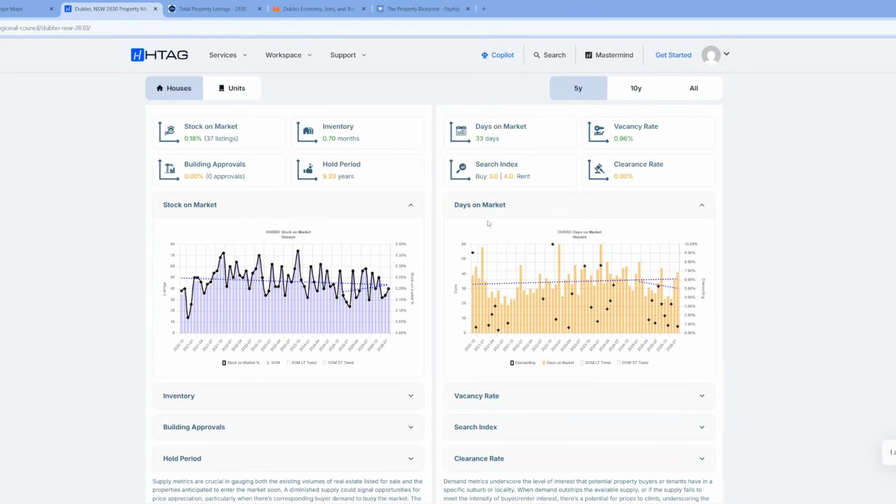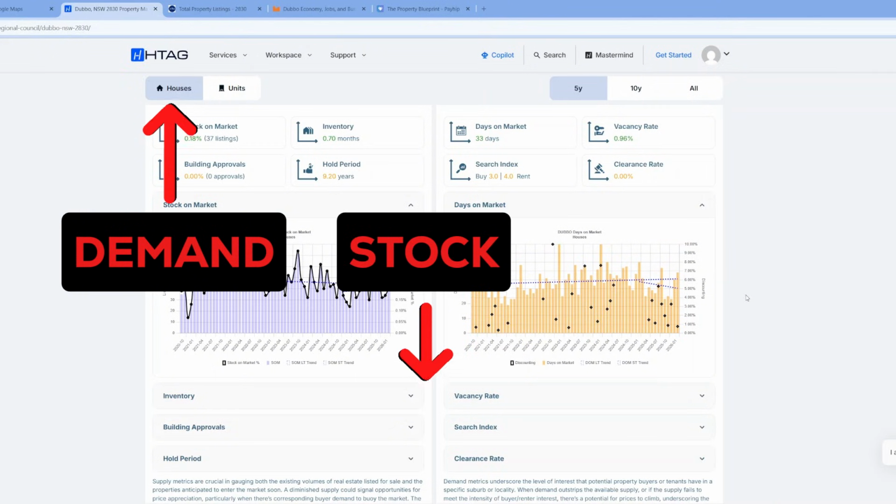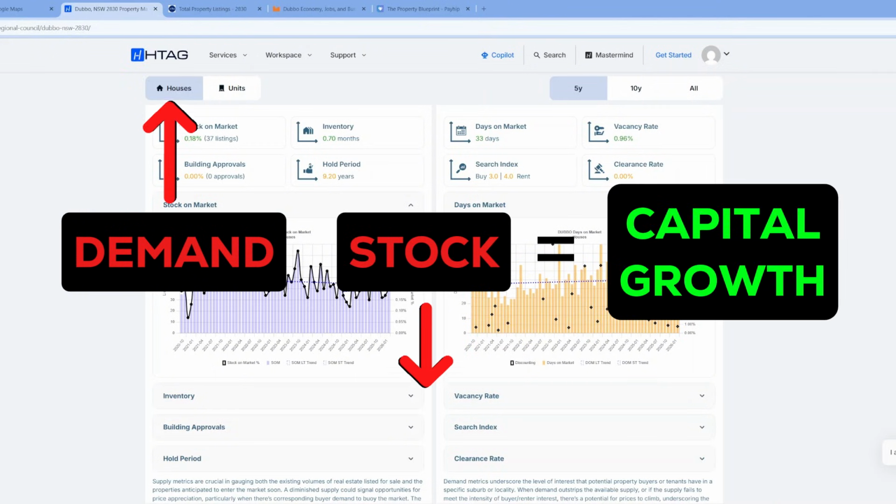In combination, we also want to look at the days on market. Here you can see in Dubbo, the long term trend has been a little bit high, but the short term trend, shown by this line here, has been falling. What this signifies to us is that there is elevated demand in that location. And when we have higher demand levels and falling stock levels, then we'll have capital growth occurring. These are fundamentally the two most important metrics of picking any location for capital growth.